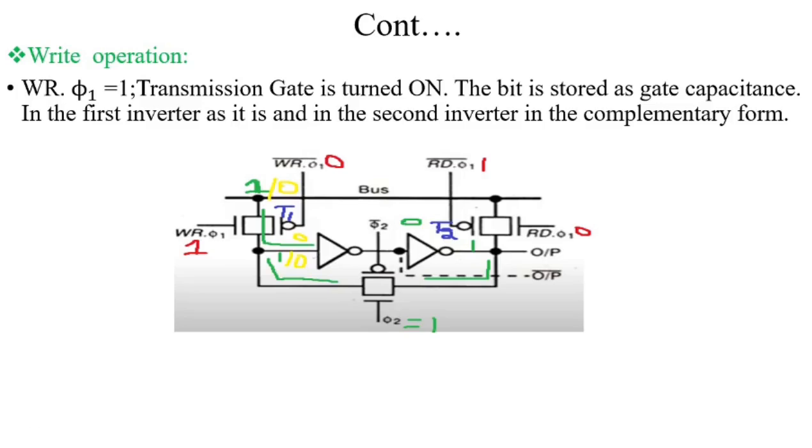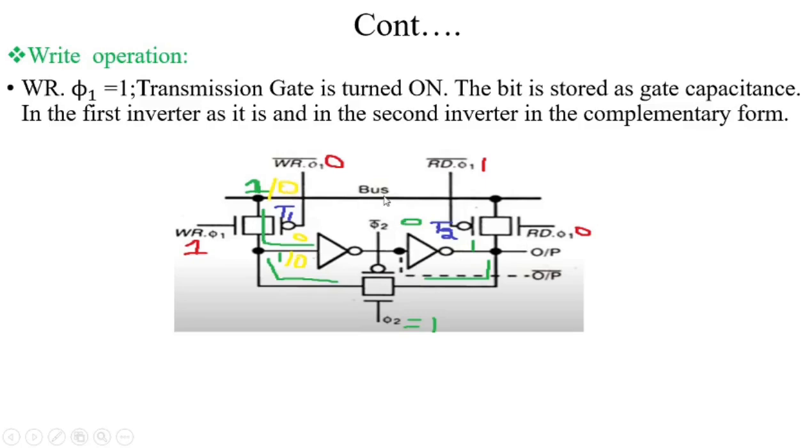When we want to perform the write operation in the CMOS pseudo static memory cell, we assume WR into phi 1 equal to 1, the transmission gate is turned on, and the bit is stored as the gate capacitance in the first inverter as it is, and in the second inverter in the complementary form. It means that in this circuit we are considering WR into phi 1 equal to 1 and WR bar into phi 1 equal to 0. At that time, this T1 transmission gate is acting as a closed switch. And this T2 transmission gate is acting as an open switch, because here we are giving RD into phi 1 equal to 0 and RD bar into phi 1 equal to 1. So this transmission gate is acting as an open switch.